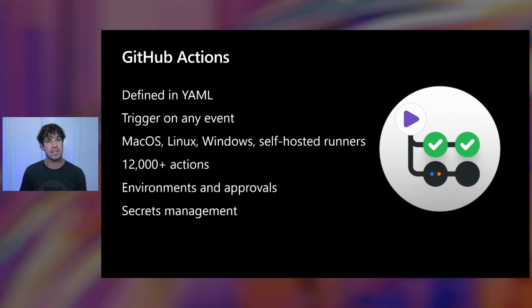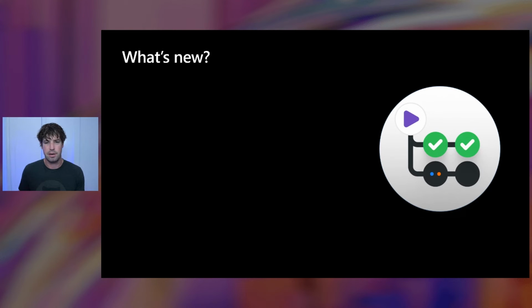There are more than 12,000 actions in the marketplace, almost 13,000 actions in the marketplace that you can use, or you can run your own scripts. We have a robust environments, approvals, and secrets management process as well, which means that you can really trust that this is enterprise ready, ready to deploy your applications all the way out to production in a safe and efficient way. I want to highlight a couple of things that are new with GitHub Actions as well.